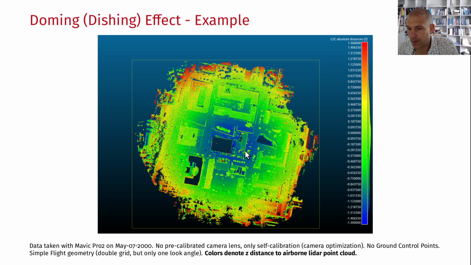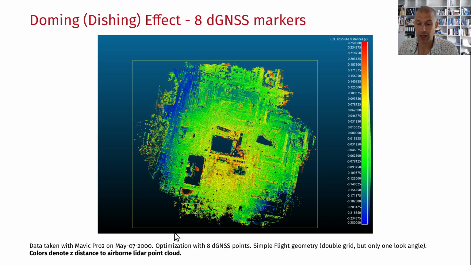In the blue area, the structure from motion point cloud is 1.5 meters lower than the airborne point cloud. And the red points here are 1.5 meters higher than the airborne point cloud. So this is essentially a dish that sits in that point cloud here, and that's a feature that you would like to remove. You can fit a sphere to it and remove this, or you can provide ground control points.